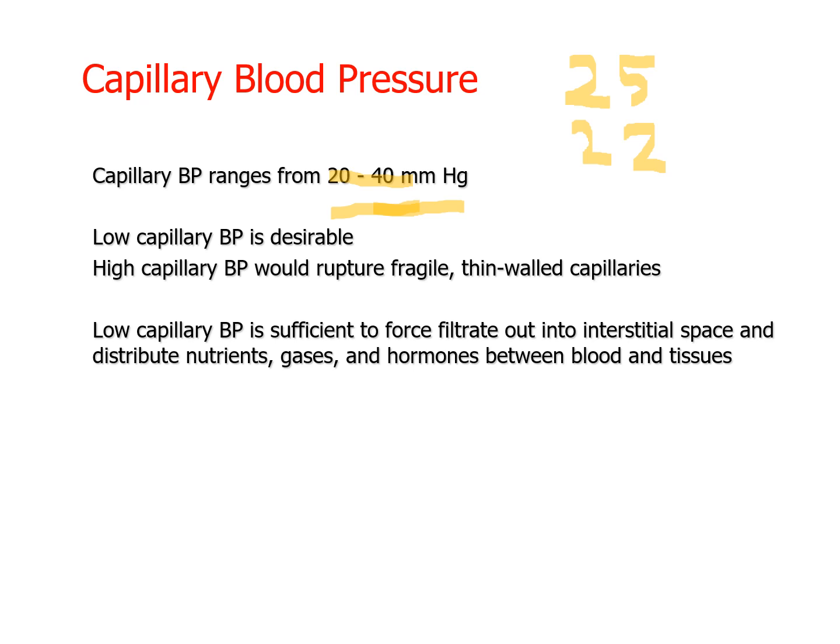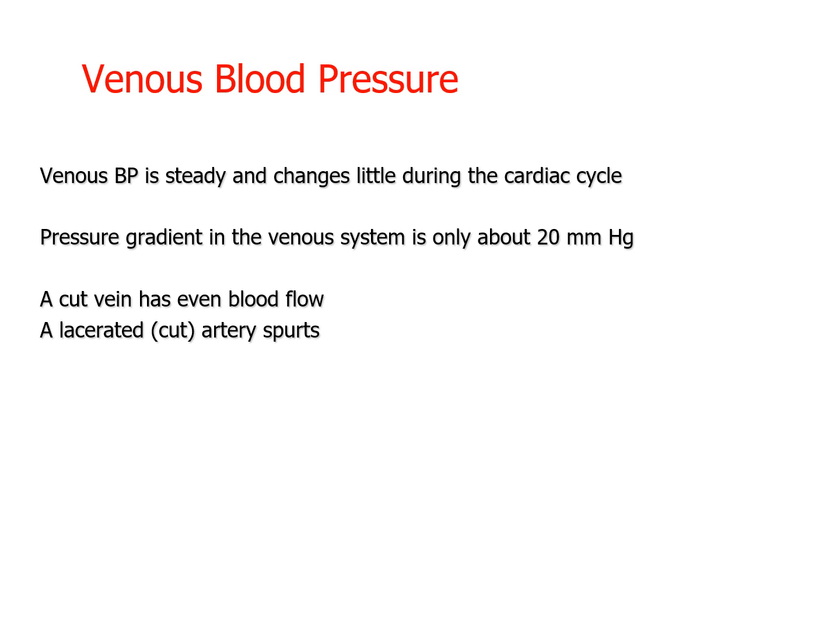So the proteins are being filtered and kept in. And it contains electrolytes, ions, etc. But it doesn't have the proteins. So it is a filtrate and gets forced in the interstitial space. And this level of blood pressure is enough to cause diffusion of nutrients and gases and hormones into the tissues. Venous blood pressure is even lower than capillary blood pressure.